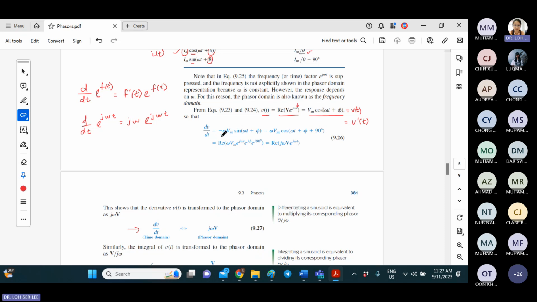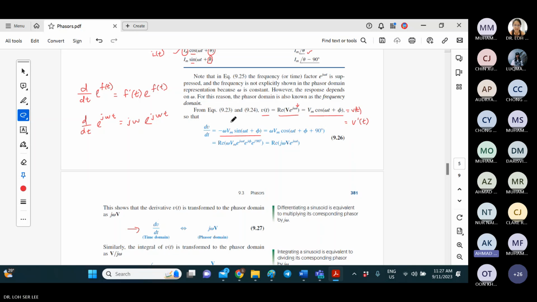So when we differentiate V prime T, then you get this one. Differentiate cos, you get negative sine with the same angle here. And VM, you still have VM. Then the angle inside the bracket, you differentiate with respect to T. That's why you get a W here.